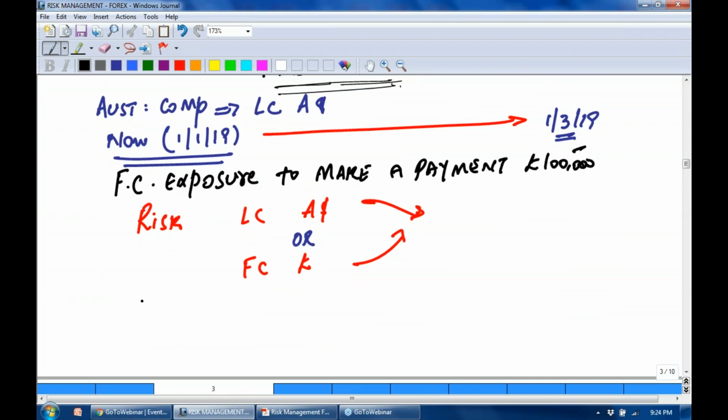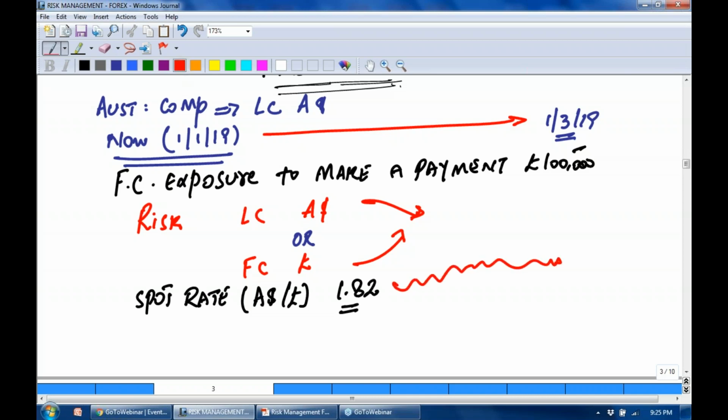Now the spot rate means the immediate foreign currency rate, Australian dollar per sterling, equal to 1.82. So if right now we go as an Australian company, we can buy 1 sterling for 1.82 Australian dollars. But there is a risk that the foreign currency fluctuates, and after 2 months we have to pay more Australian dollars for 1 sterling.